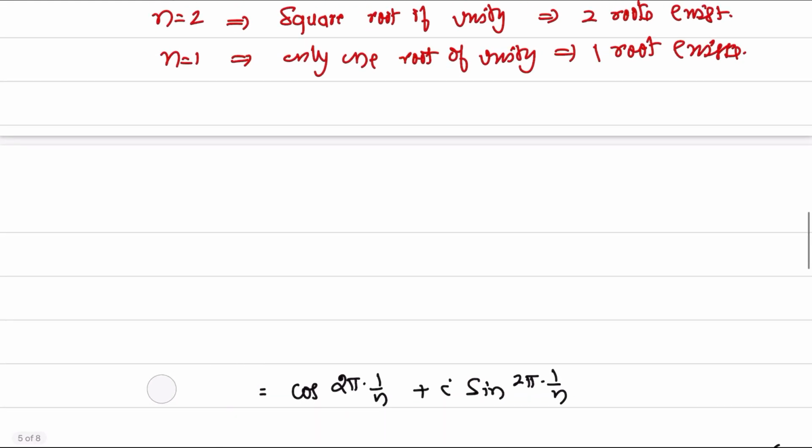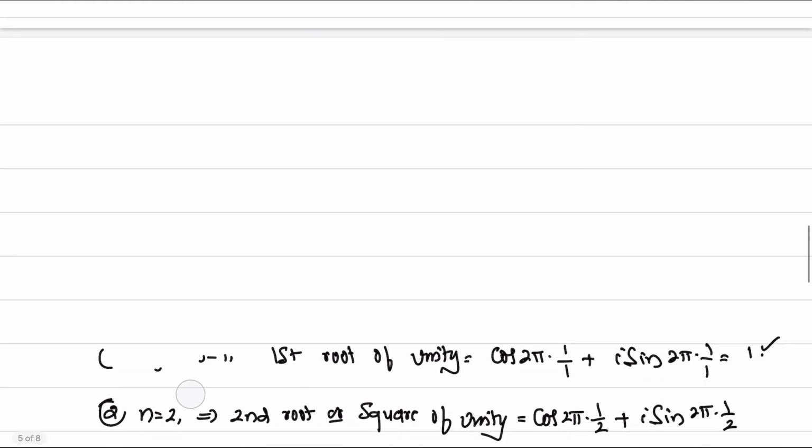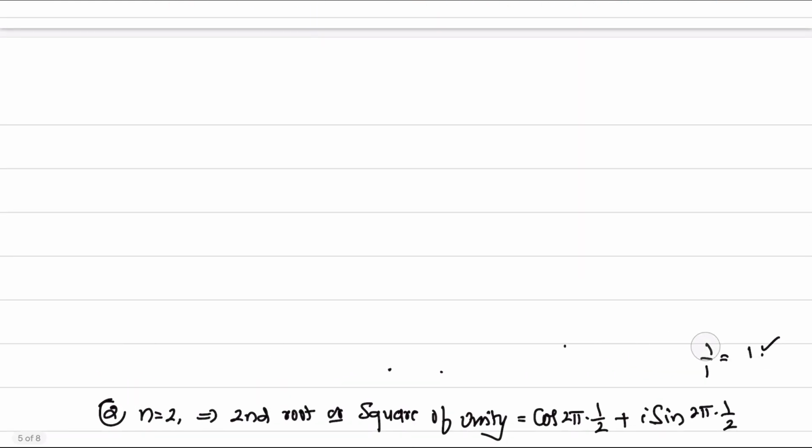Some rough work I have done. I'll remove that rough work and we'll complete this. On this page, I had done some rough work before starting teaching you.